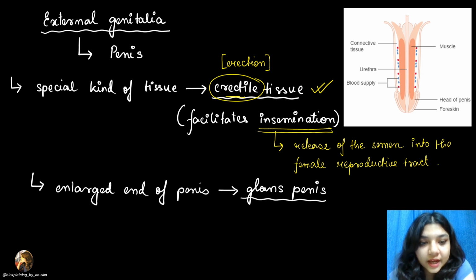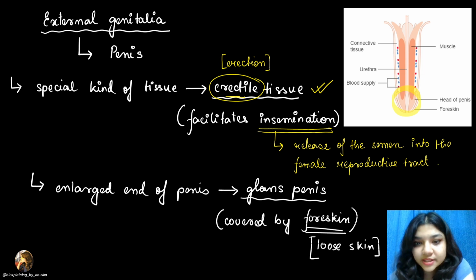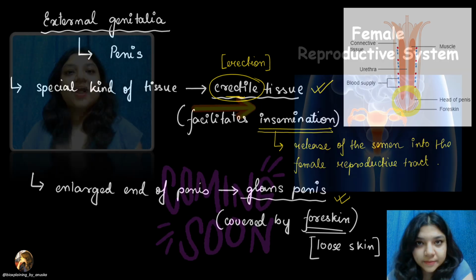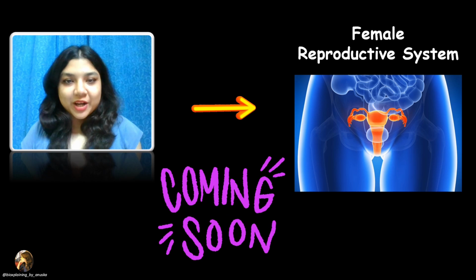Okay. Then at the end of the penis, this region that I am circling in yellow is known as the glans penis. Glans penis, right? So what is the glans penis? This is covered by the foreskin. It is a kind of loose skin which basically makes it possible for the penis to undergo erection. Okay, that's all about the male reproductive system.